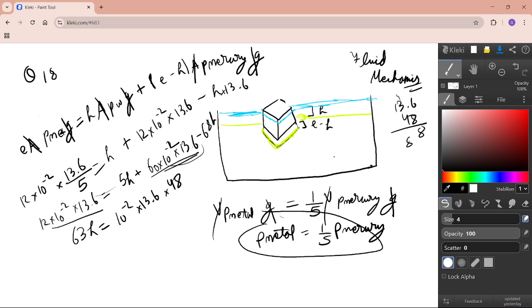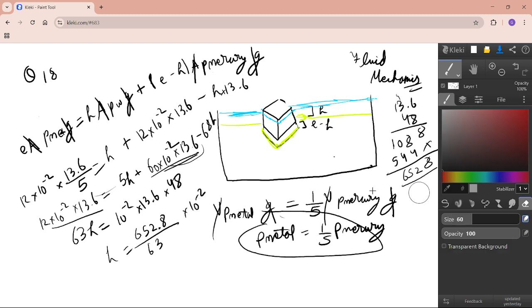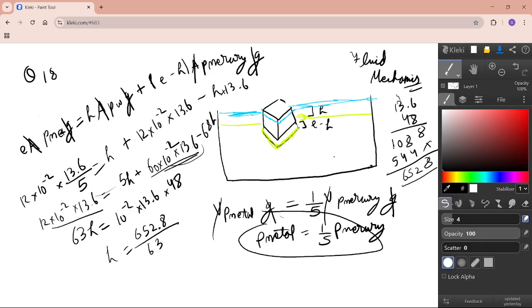So let's calculate that. 48 times 13.6 is 652.8. So 652.8 upon 63 is h, with 10 to the power minus 2, of course. If we convert it to centimeters, then the 10 to the power minus 2 is gone. Yeah, this is the answer in centimeters, so approximately 11 centimeters.